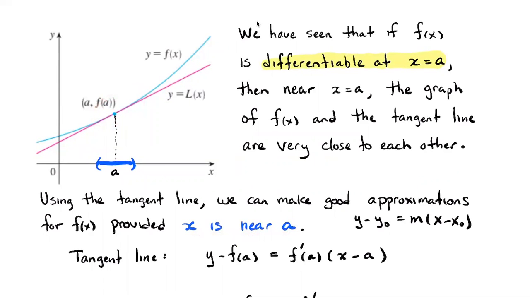So we can use the tangent line to make a good approximation of the function. I'm going to find the tangent line with just the good old point slope formula over here. I've got the point slope formula written down the way you'd see it in an algebra book, and the point that I'm using is a comma f of a. So that's what I'm putting in for y0 and x0, and this formula is f of a and a.